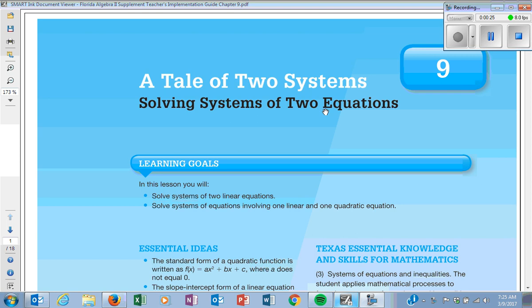Because in algebra, when we're linear, what kind of lines do we have? Straight lines, right? So I have a line here, correct? And that's one of my equations. What did I tell you a graph is? What is a graph? It's a visual representation of all the answers.